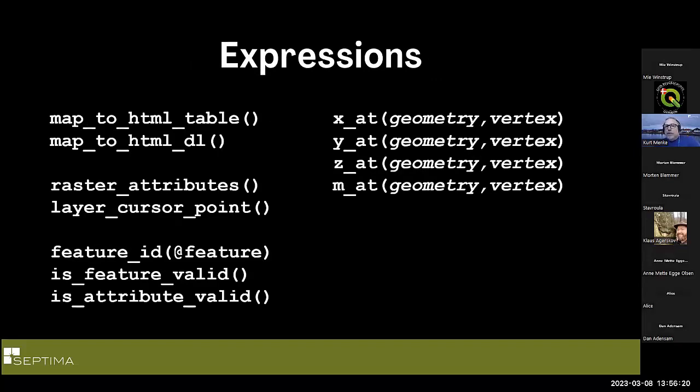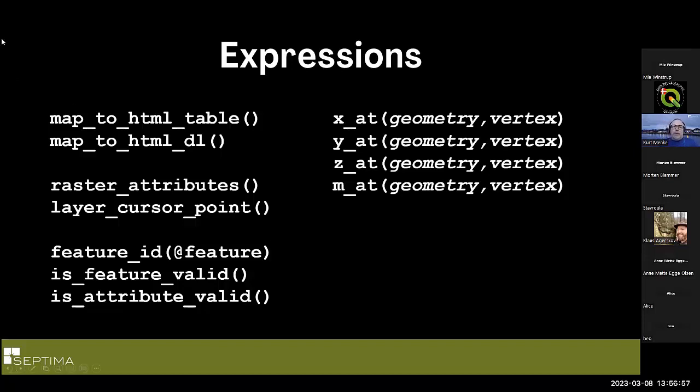There were a lot of expressions added at 3.3.0, and I'm showing these first because I'm going to show some examples with other features that use these. So there is a pair of functions, map to HTML table and DL, that can be used with what Danny was just talking about, when you write an HTML expression on the display tab to have an HTML pop-up, those expressions can be used.